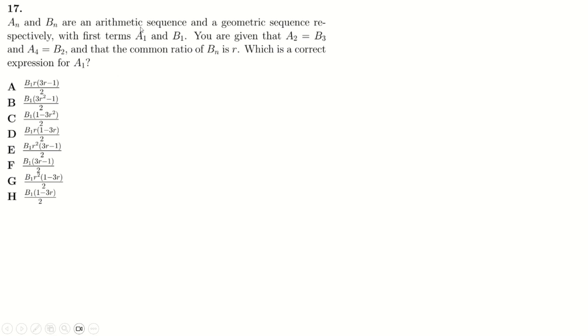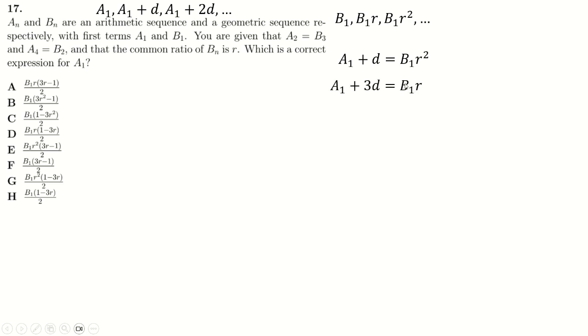Arithmetic sequences go A plus D, A plus 2D, A plus 3D. Geometrics go A, AR, AR squared, and so on. But the first terms aren't necessarily the same. So we're going to have to write these sequences out with A1 being the first term and B1 being the first over here. Now, the second term, which is A1 plus D, equals the third term, which is B1 R squared. And the fourth term, which is A1 plus 3D, equals B1R, I should say.